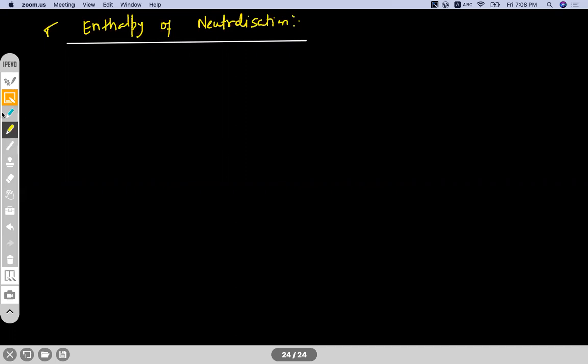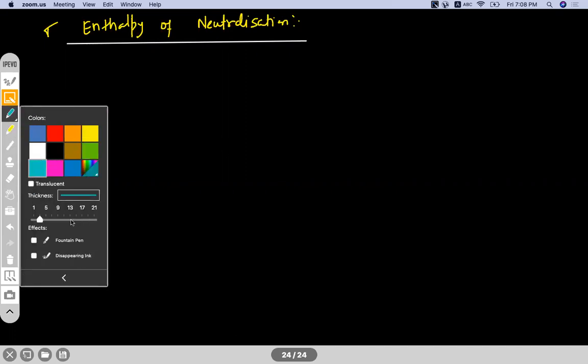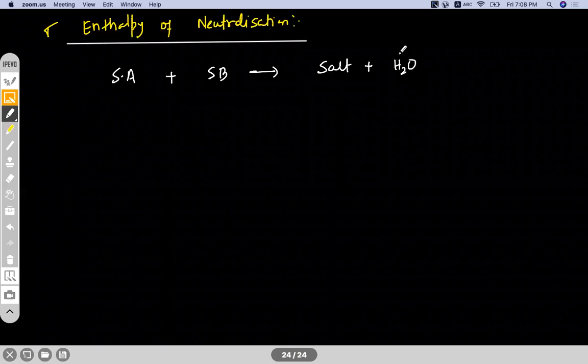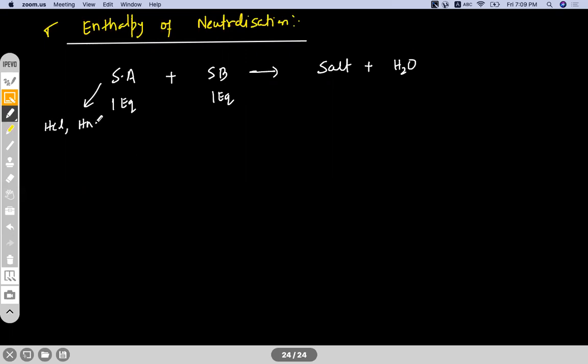Right? So whenever you have a strong acid and a strong base, generally we take a monoprotic acid, a strong acid, and a strong base. If they react, it forms salt and water. Generally we take one equivalent of it, monoprotic acid, like HCl or HNO3, only one H plus donor. And a monoprotic base also, like NaOH, KOH, etc.